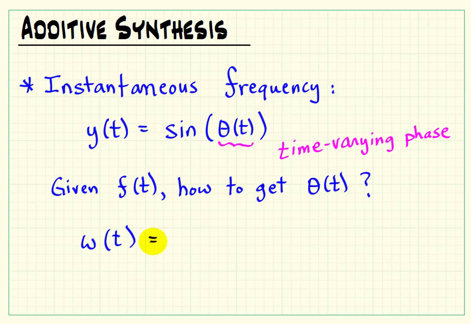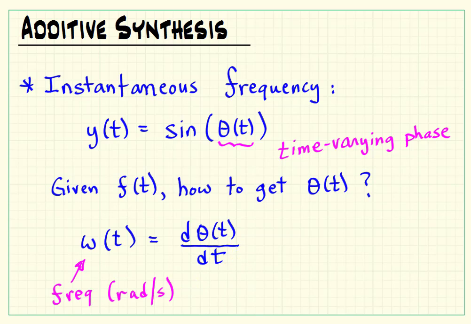Well, it turns out that the frequency, when expressed as angular frequency, excuse me, in radians per second, we say omega of t is actually the derivative of our phase function. So omega of t would be our frequency trajectory specified in radians per second. So we could say that our frequency trajectory in hertz, when we multiply that by 2 pi, gives the frequency that we need.